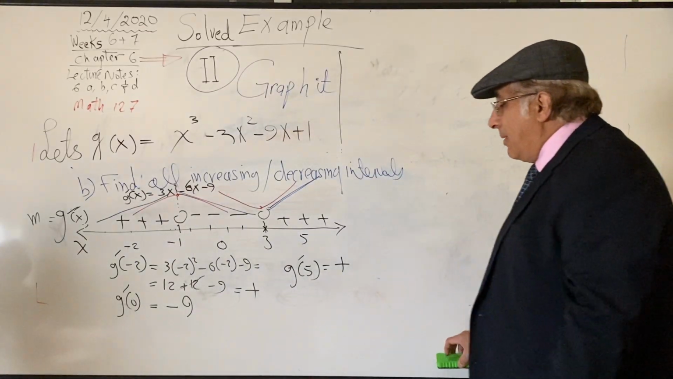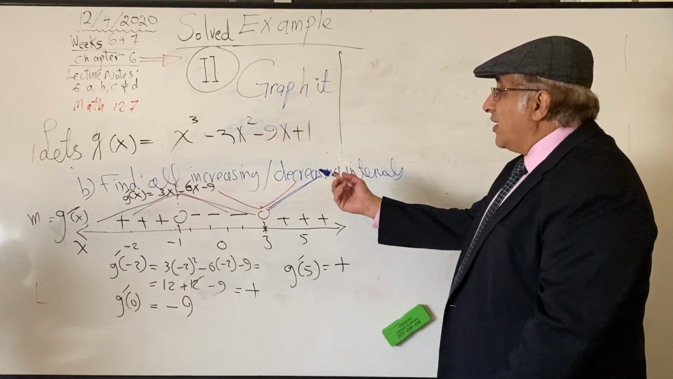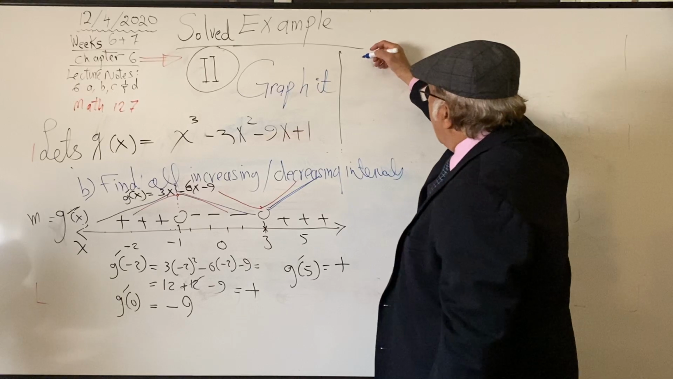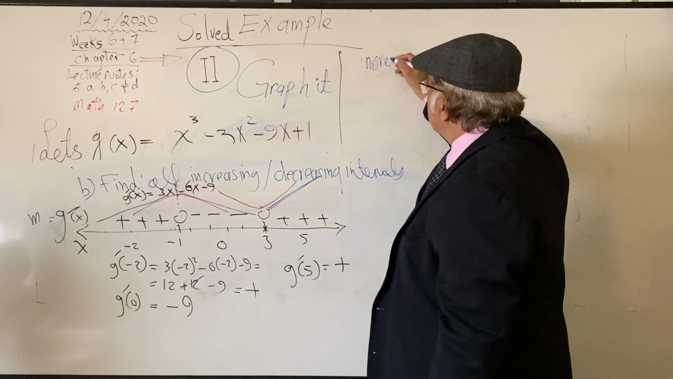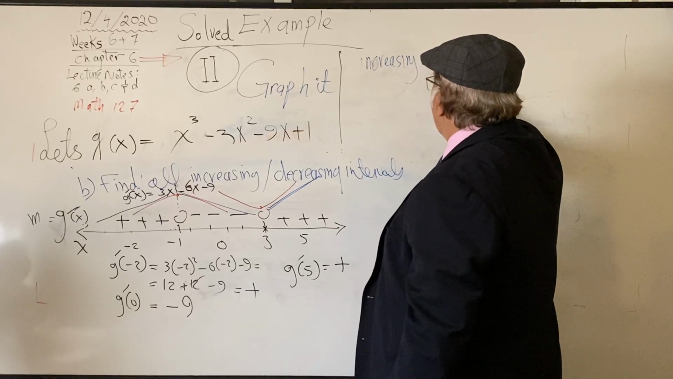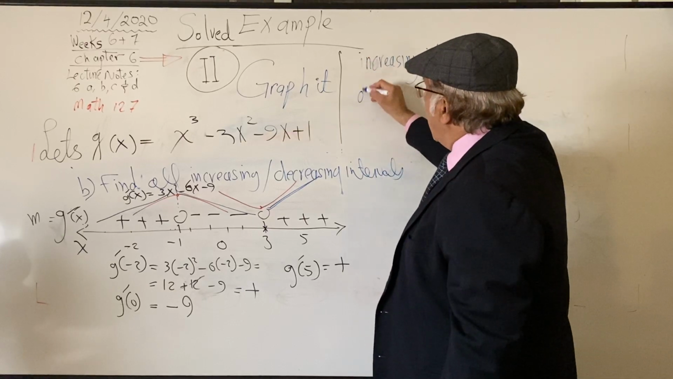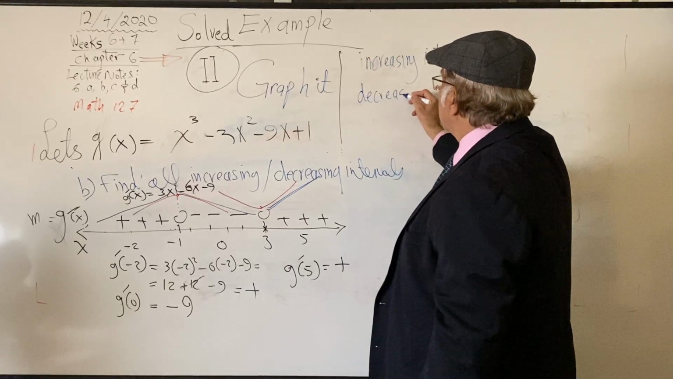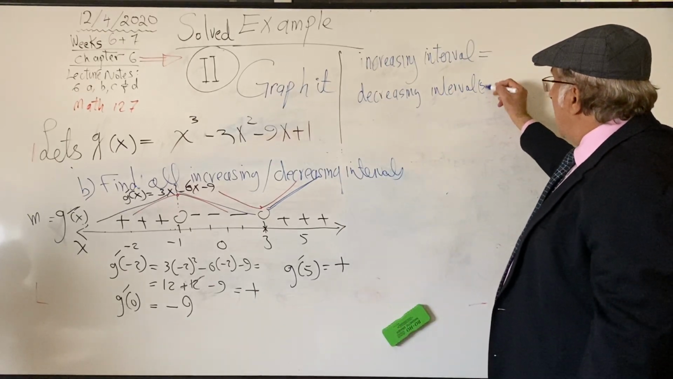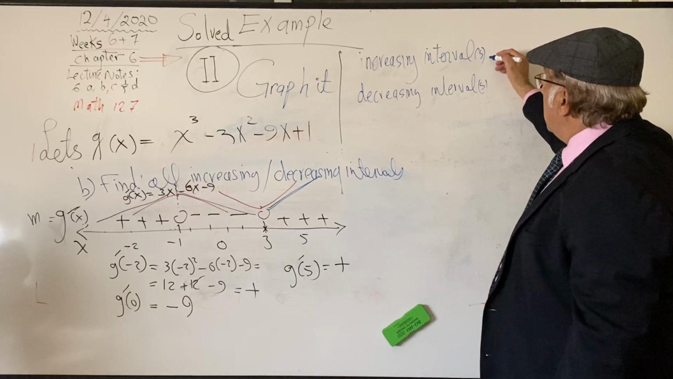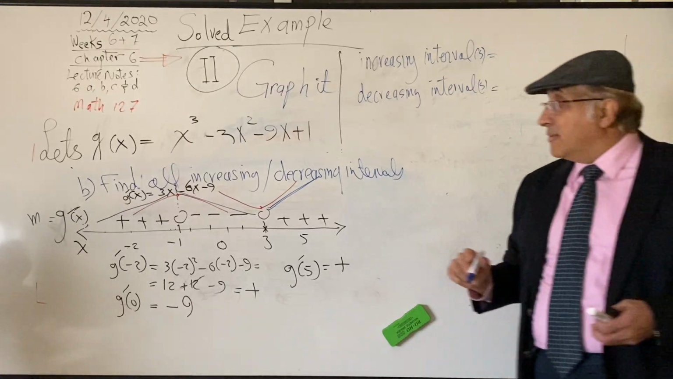So what was part B about? Part B was simply: find all intervals. So if I'm looking for increasing intervals, and then find the decreasing intervals of this function. It could be 1 interval, it could be 2, it could be 3, I don't know. That's why I put it between brackets, because I don't know how many intervals.